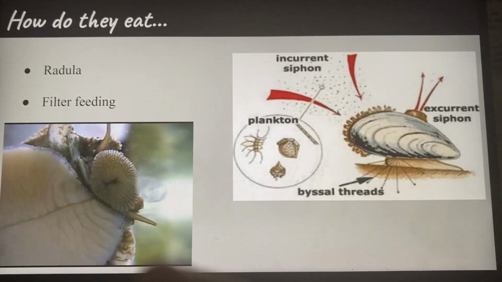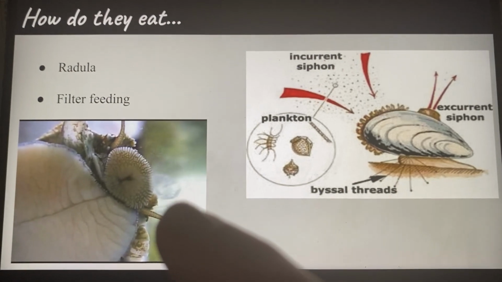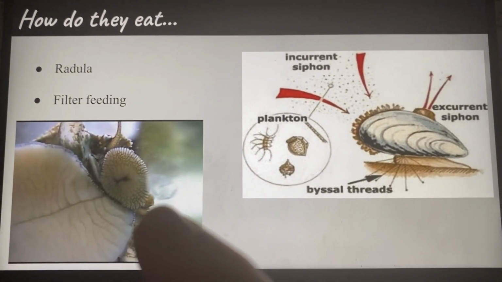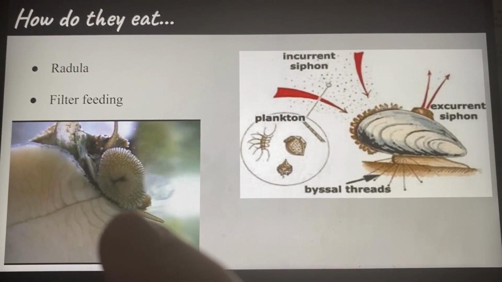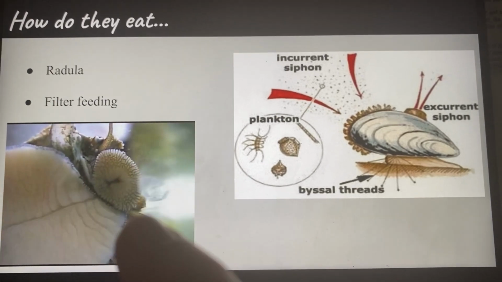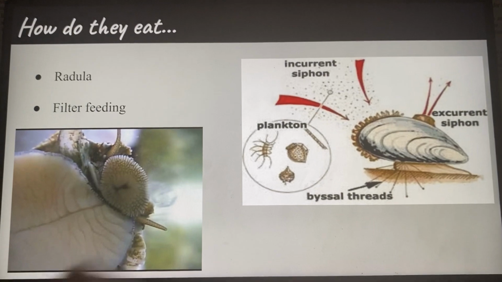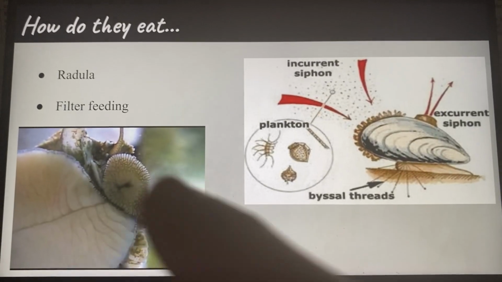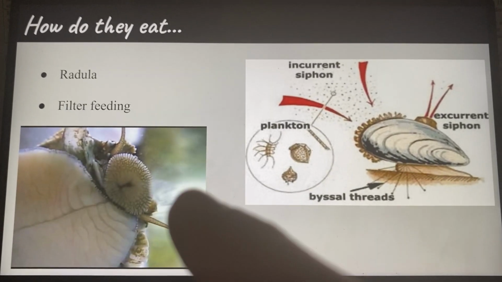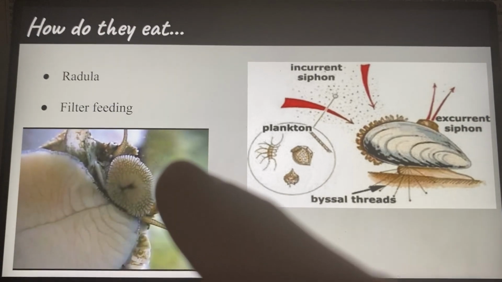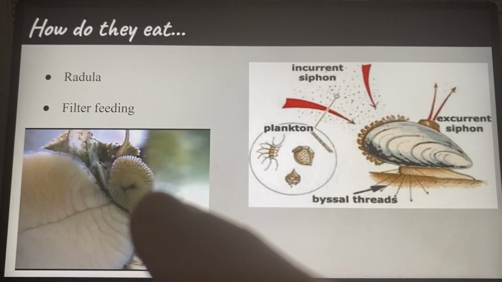How do they eat? Starting off, a gastropod, or a snail, is going to have what's called a radula, and that's going to be this textured area around the mouth. They're going to use that to scrape and scoop algae off of rocks or whatever surface they're crawling on, and they're going to consume whatever they scraped off.